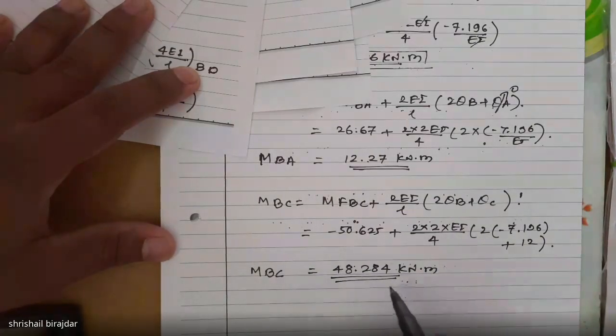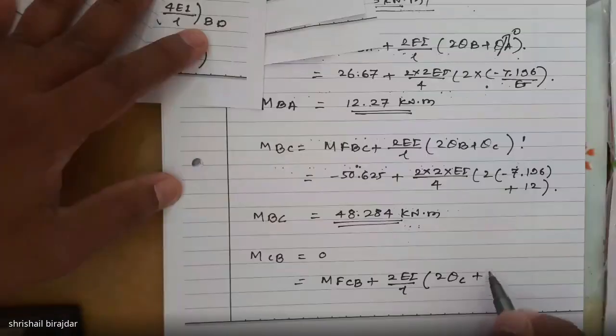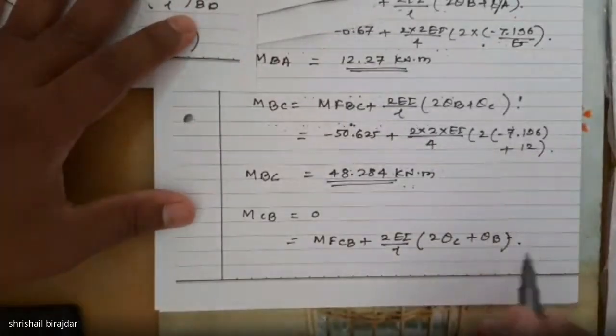After this, for MCB, you just work out MCB. It will work out to be exactly 0. Check whether you are getting the 0 value or not. Use the same equation: MFCB plus 2EI divided by L into 2 theta C plus theta B. Here it completes the equation.